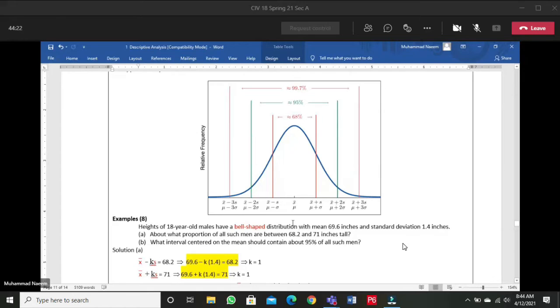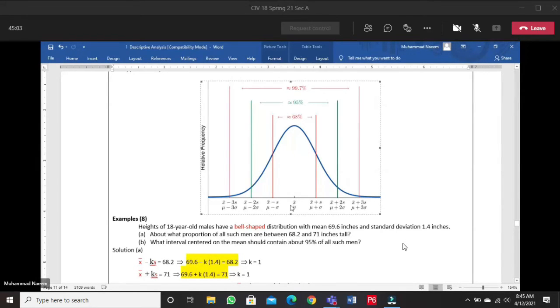Now, if we move from X bar leftward and rightward with one S on both sides of the mean value: by adding one S, we are here; by subtracting one S, we are here. So this interval is called the one standard deviation interval.